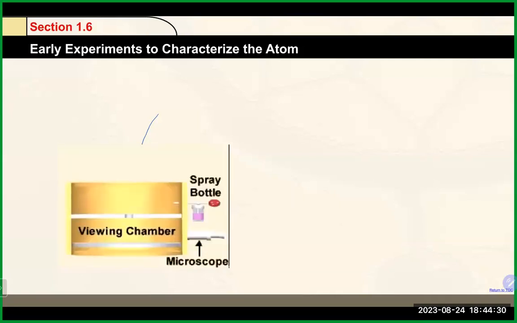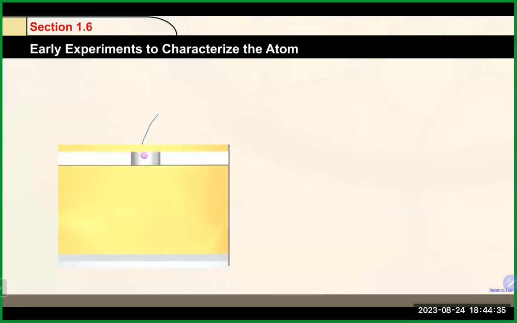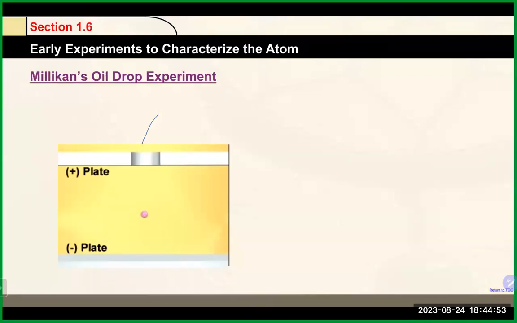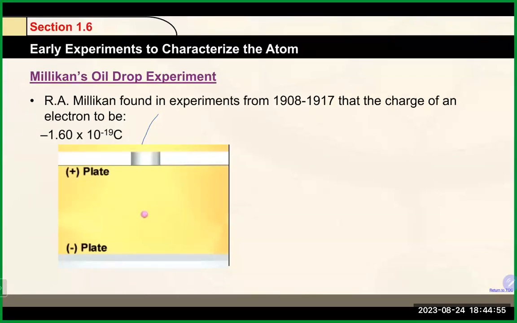And let's take a look at that, maybe play. So that's the oil droplet. And again, he was able to adjust it there, and basically it just hung there. And from that, he was able to determine the charge of an electron. So Millikan, through his oil drop experiment, was able to assess the charge of an electron, which is minus 1.60 times 10 to the minus 19 coulombs.